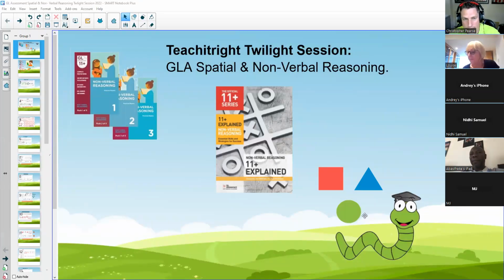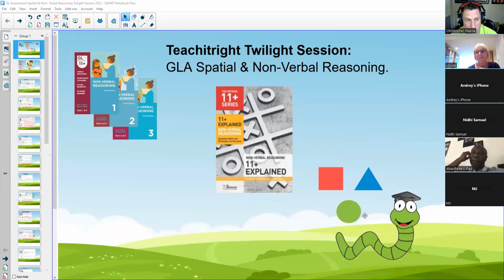So non-verbal reasoning or spatial reasoning. Now, non-verbal tends to be flat on the page, and those are things like matrices, sequences, find the shape which is most alike, odd ones out, analogies. And these are all questions that we have done a huge amount of at Teacher Right. Also, we have looked at the spatial reasoning questions that are relatively new. Spatial reasoning has been introduced, I think, to make it a little bit more tutor-proof, to add in a different element to the 11 plus.